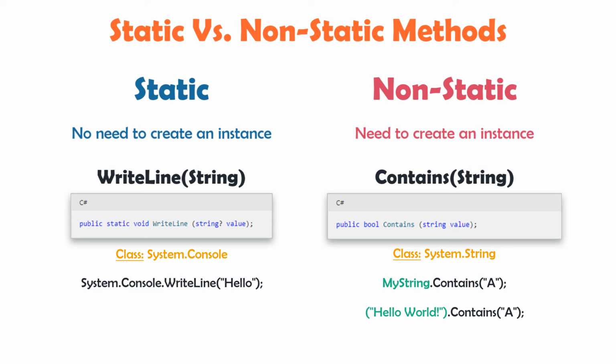Let's summarize the second point. We have static and non-static methods. For static methods we don't need to create an instance. For non-static methods we need to create an instance. You can differentiate between static and non-static methods using the word static in the method structure. That's all about the second point.